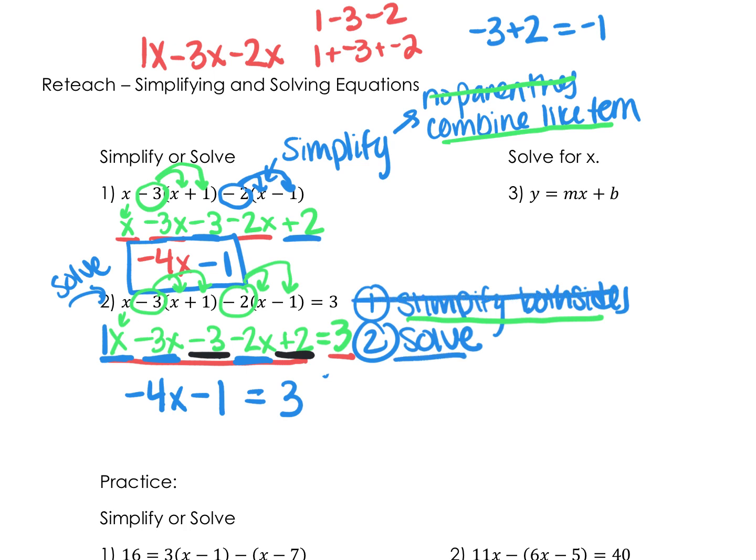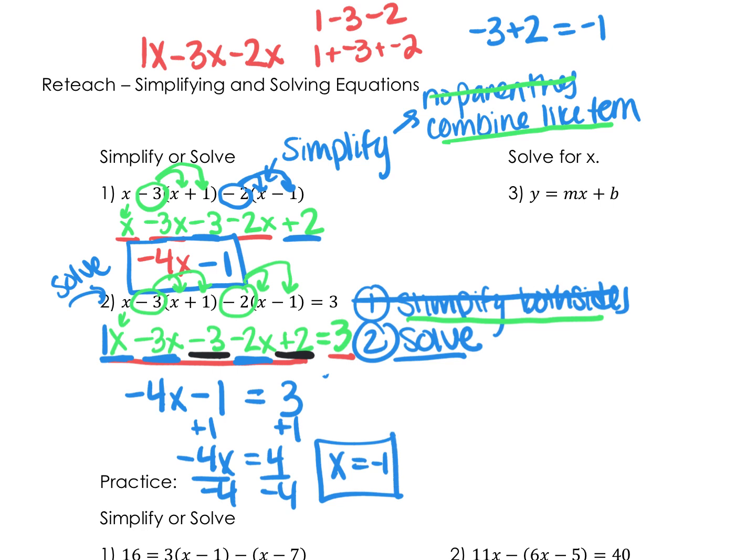So now we get to start solving, and this is when we get to start doing the opposite to both sides of the equation. The first thing we're going to get rid of is the negative 1, which is furthest away from x. So we're going to add 1 to both sides. That'll leave us with negative 4x equal to 4. Then we're going to get rid of the negative 4 by dividing because it's multiplying. So divide by negative 4, and we get x equals negative 1. So when you're solving, you want to simplify both sides first, then solve.